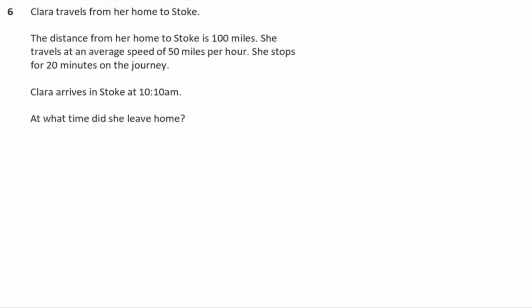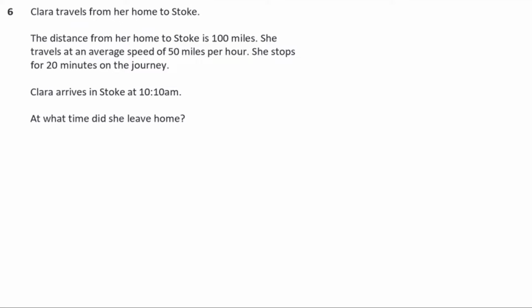Okay, question 6. Clara travels from her home to Stoke. The distance from her home to Stoke is 100 miles. She travels at an average speed of 50 miles per hour. She stops for 20 minutes on her journey. Clara arrives in Stoke at 10:10 a.m. At what time did she leave home?